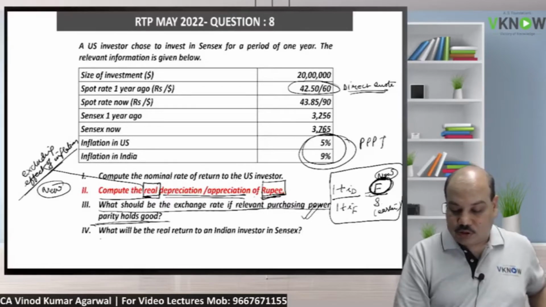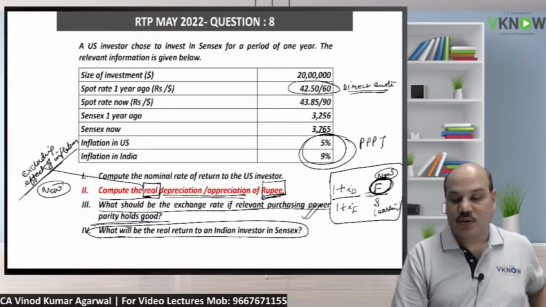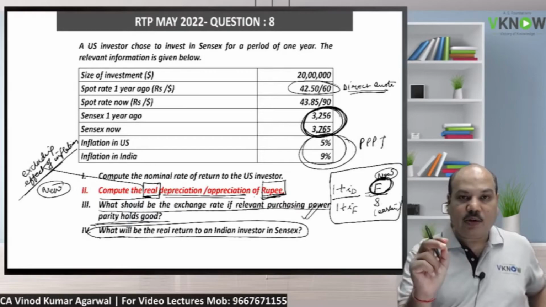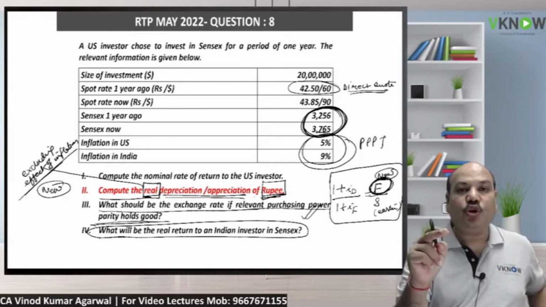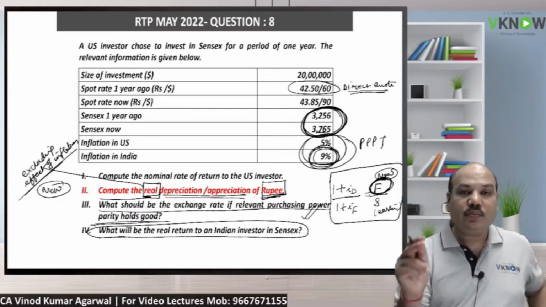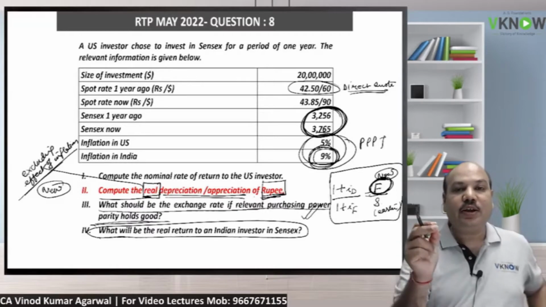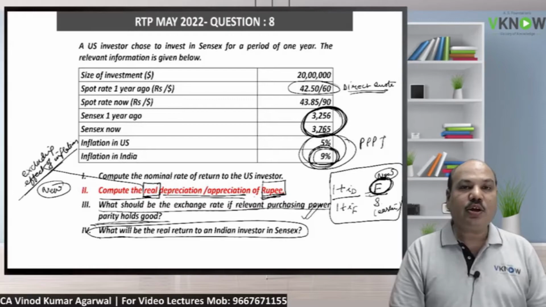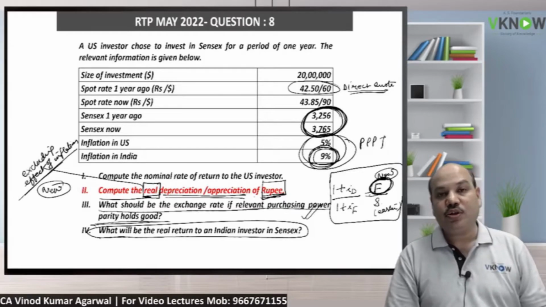And next question, what is the real return to an Indian investor in the Sensex? So if I just look at the Sensex, the difference divided by opening value will give you nominal rate of return, and if I remove the effect of inflation from that, that will give me real return to the Indian investor. Similar questions were covered in the class. 2 questions or 3 questions were covered on similar lines.